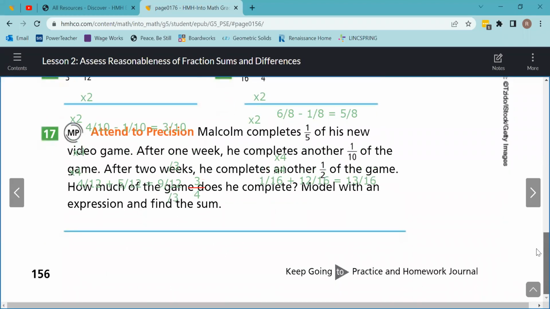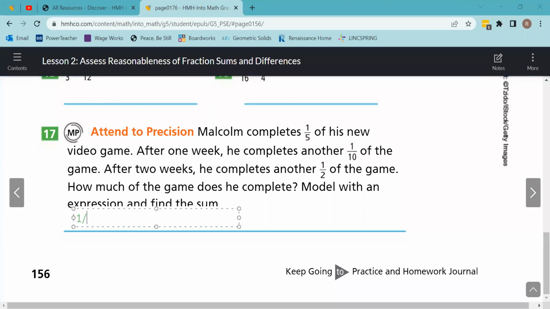Number 17, Malcolm completes a 5th of his new video game. After 1 week, he completes another 10th of the game. After 2 weeks, he completes another half. How much of the game does he complete? Model the expression, find the sum. Okay, so model with the expression, you're going to put 1/5 plus 1/10 plus 1/2 together.